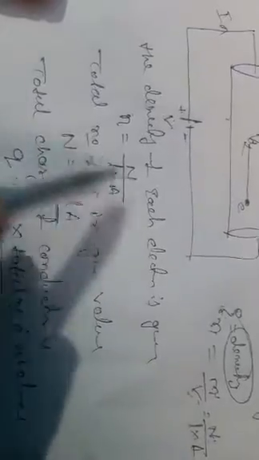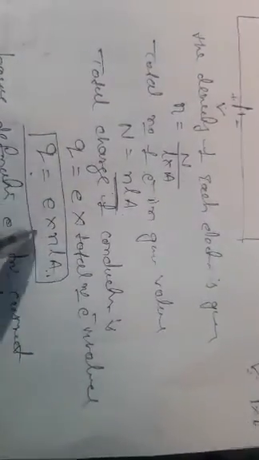What is the total number of electrons in the given volume? Cross multiplying, N is equal to NLA. The total charge of this conductor is given by Q, which is the charge of each electron, E, into NLA, so Q is ENLA. By the basic definition of electric current, the rate of flow of charge is called electric current, that is Q by T.